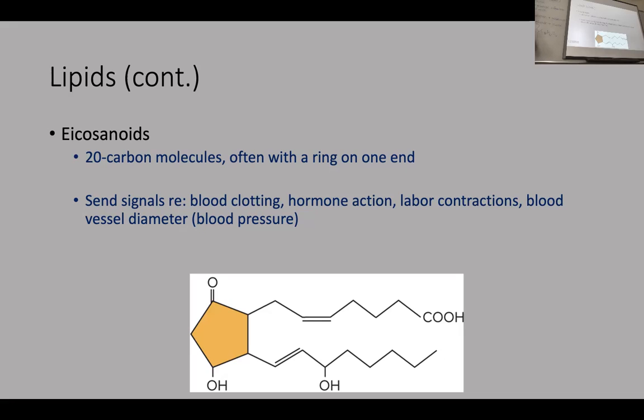If the blood vessel constricts and gets smaller, that's going to increase blood pressure. So our blood vessels are changing diameter pretty often. Just by changing that, we can change our blood pressure. Icosanoids are part of what controls that.